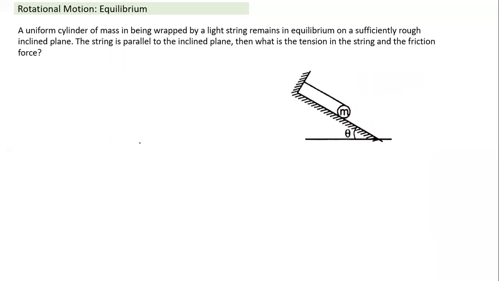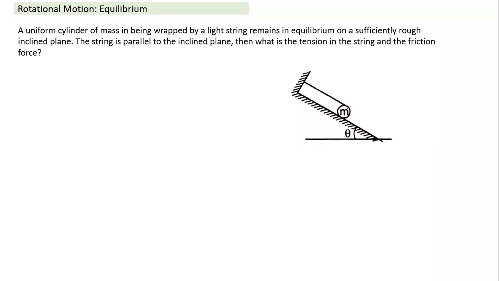Okay, some more questions on equilibrium. So far, I'm still dealing with questions on equilibrium. A uniform cylinder of mass m is wrapped with a light string. So you can do that also. If you have a rough surface, take a cylinder, run a string around it, and string it tight like this, and you arrange the cylinder in such a way that the string is parallel to the inclined plane.